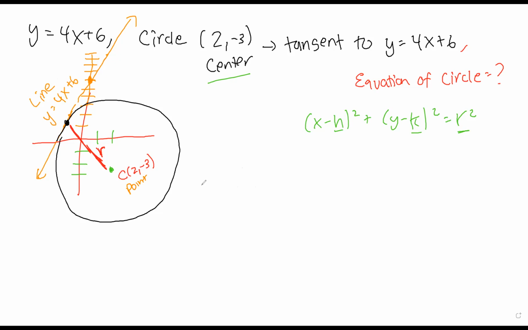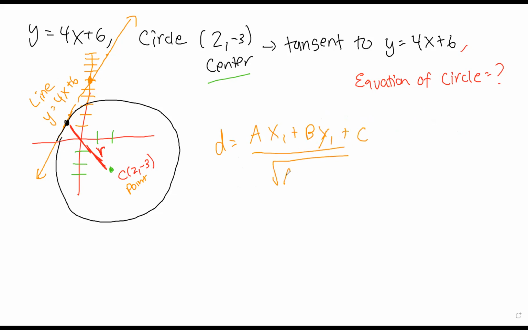So the formula for it is d equals the absolute value of ax1 plus by1 plus c, divided by the square root of a squared plus b squared. So (x1, y1) is the same as (2, -3). That's our point. Now we need to rewrite this line into that form of ax plus by plus c.